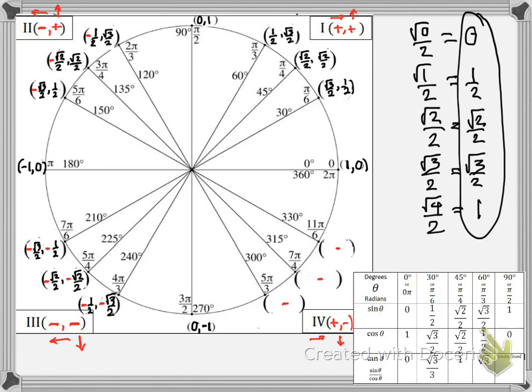Let's look at quadrant 4. Looks like I start with 0 on the x's at the bottom, so it's going to go 0, 1/2, root 2 over 2, root 3 over 2, back to 1. My y's are going to start with a 0 right here, so 0, 1/2, root 2 over 2, root 3 over 2, and back to 1.